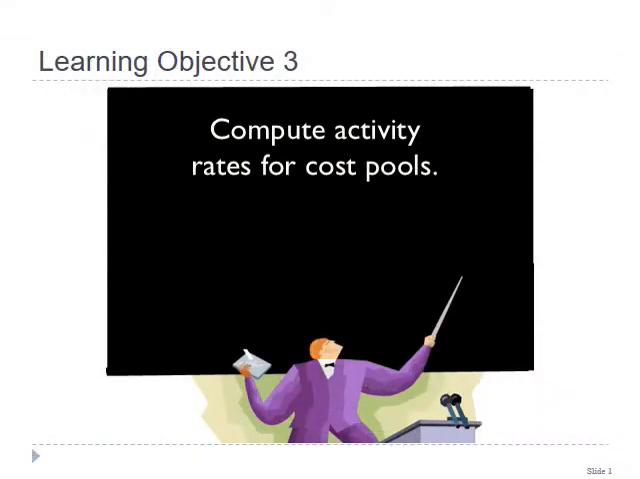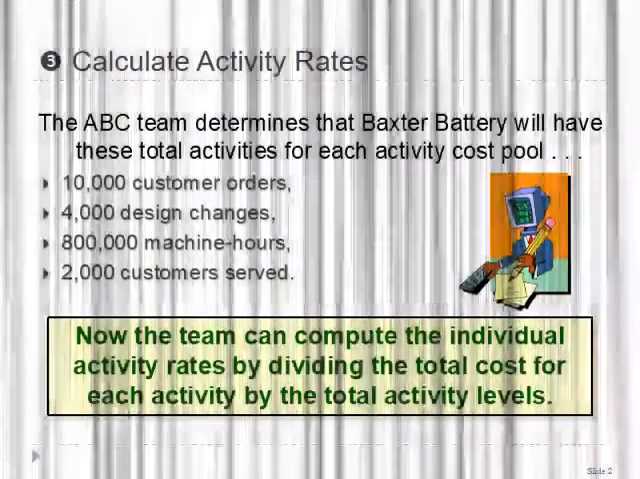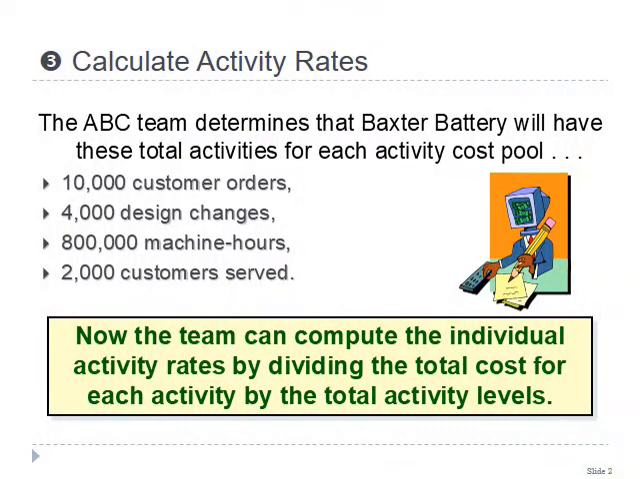So with the completion of our first stage allocation, here comes our learning objective 3, that is compute activity rates for the cost pools. So let's discuss in our coming slide. Here we calculate the activity rates, which would be our third step in our implementation of ABC.